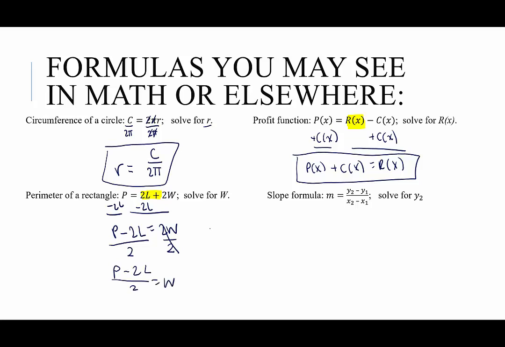Or alternatively, I'm just going to rewrite it, p minus 2L equals 2W. You can divide each term by 2. If we divide each term, then it's going to look like this. P over 2 minus 2L divided by 2 is L. We just have p over 2 minus L equals W. Either of these is totally fine.